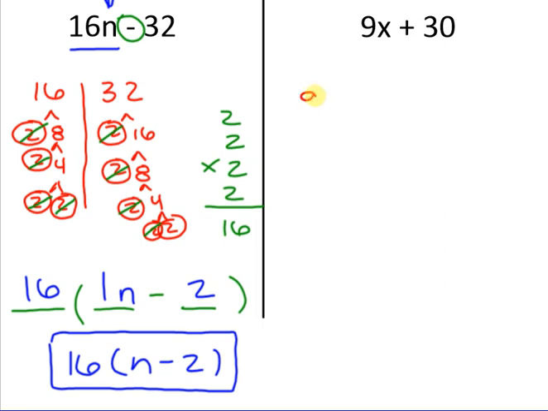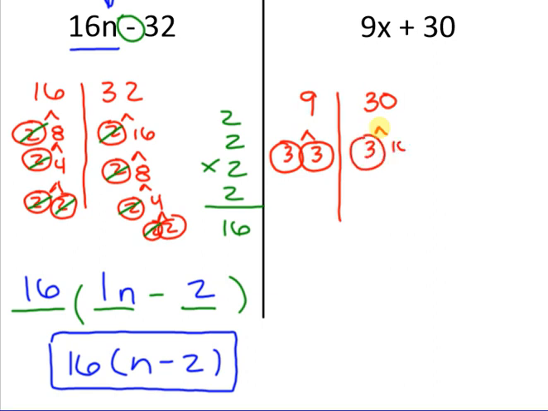Okay, so here we have 9 and 30. I can break up 9 into 3 and 3, and I can break up 30 into 3 and 10, and I can break up 10 into 2 and 5. And I have 1, 3 that matches, and so that's my GCF.